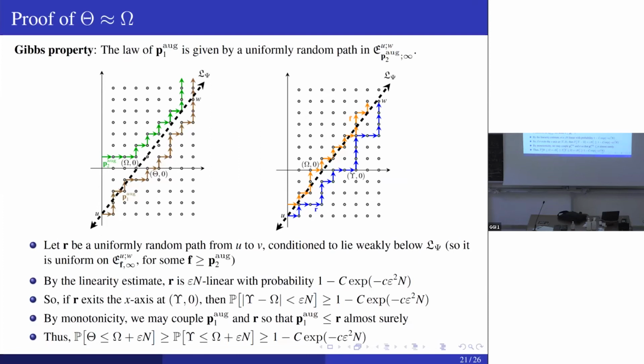Now again, by monotonicity, I'm pushing the green path down to the dotted line. That tells me that I can only push theta forward, I can only push the brown path down or southeast. So by monotonicity, I can couple the blue and the brown paths so that the brown path is southeast of the blue path. In particular, theta is at most upsilon. Now, as I said before, upsilon is at most omega plus epsilon n. So theta is at most omega plus epsilon n with very high probability. Are there any questions so far with this?